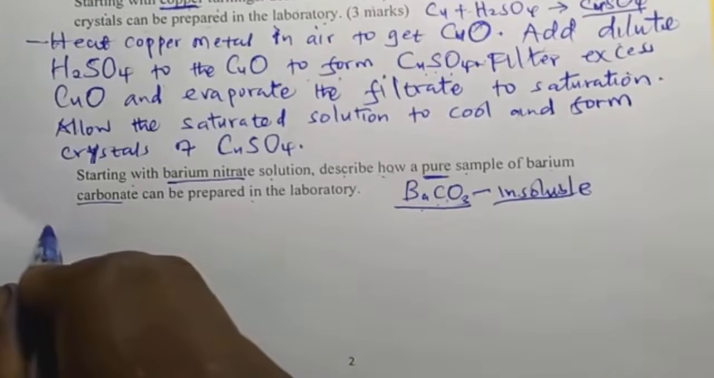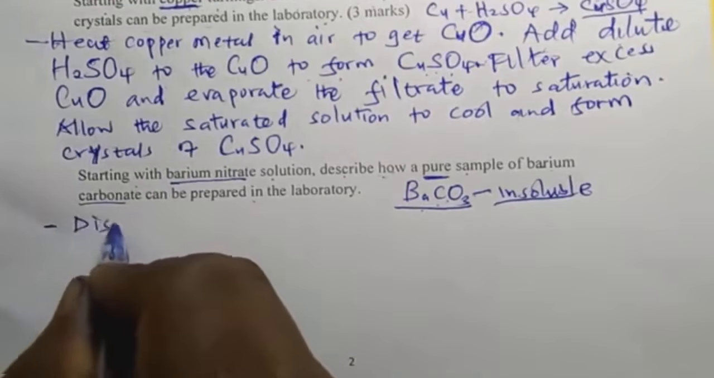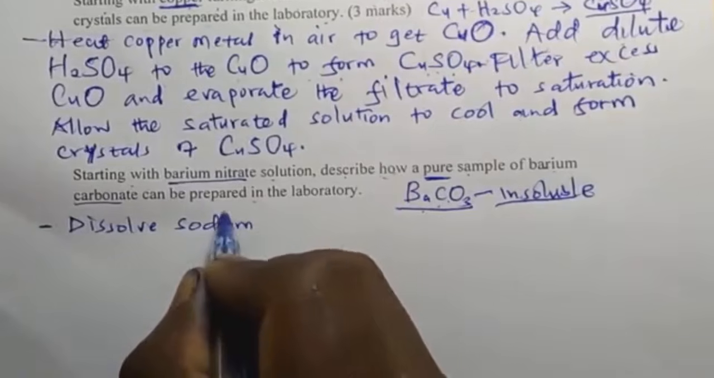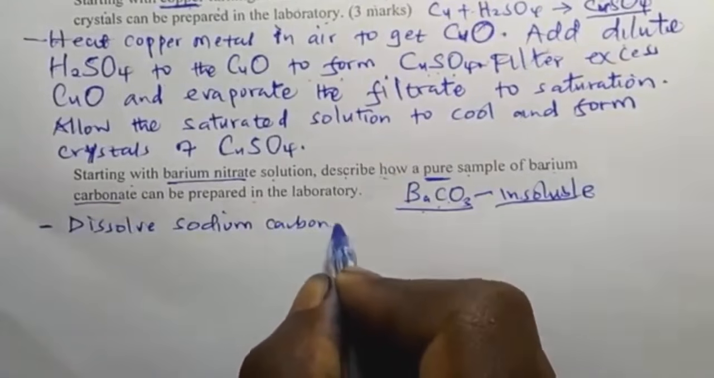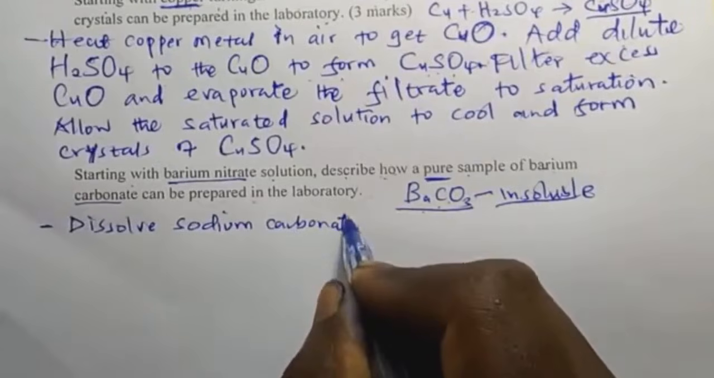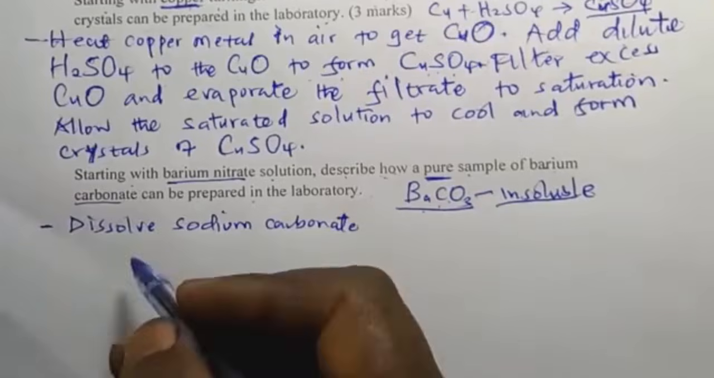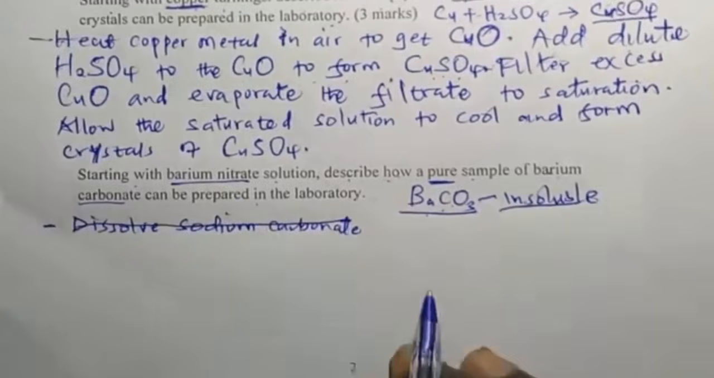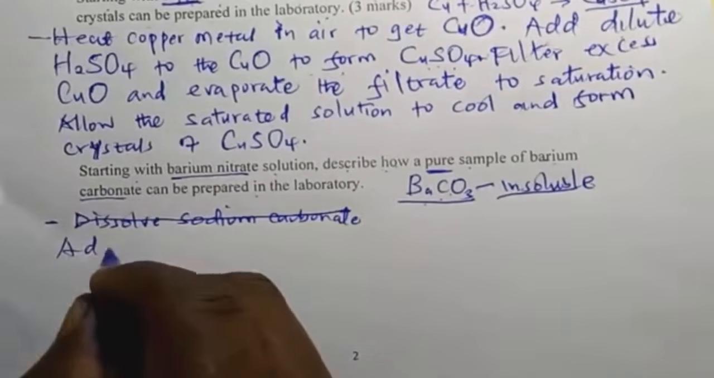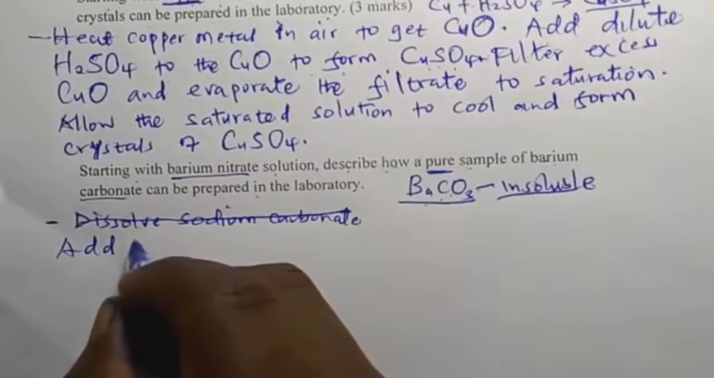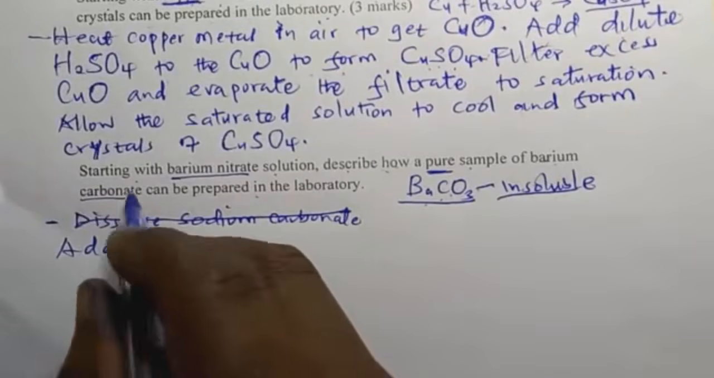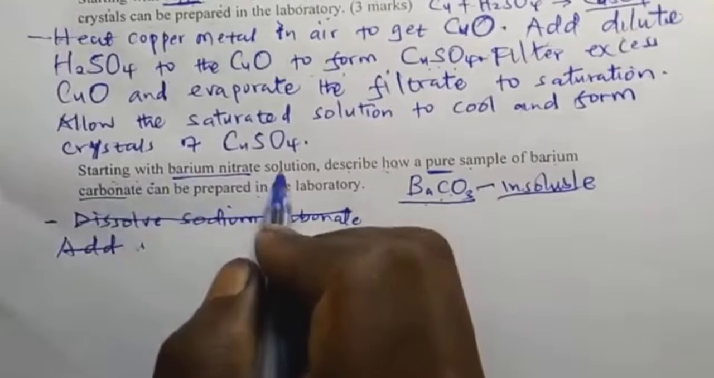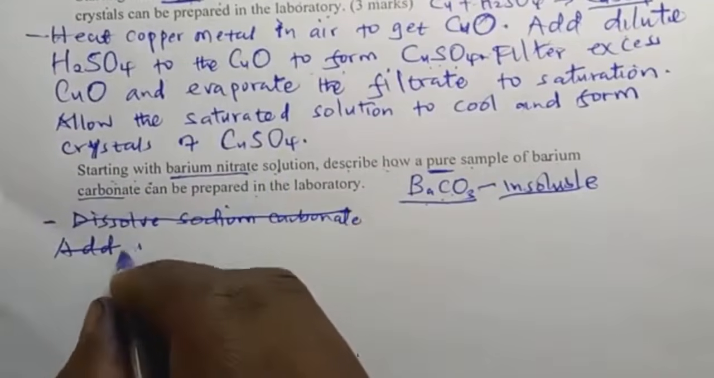So quickly, dissolve sodium carbonate, or we are starting with barium nitrate. Okay, so we can start in a different way. We have sodium, we have barium. This is the solution we have. So let us add straight.